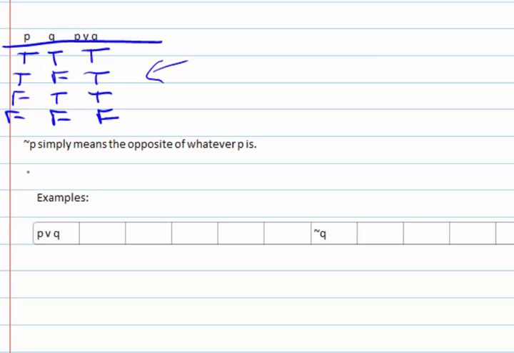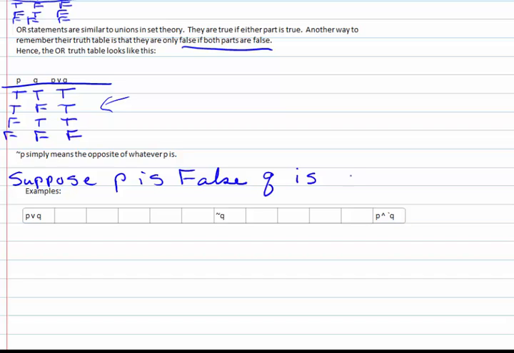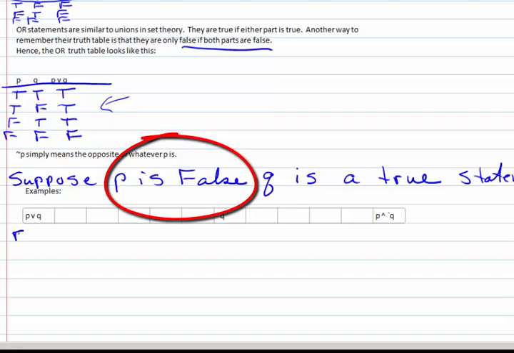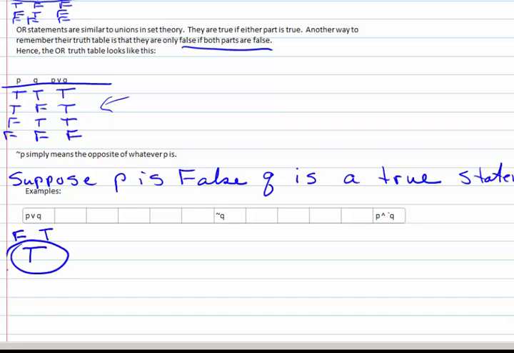So let's look at some examples. Let's suppose that P is actually a false statement and that Q is a true statement. Then we want to find the truth value of P or Q. So what we would have is an or statement where P is false and Q is true. So we would have false, true, and with an or statement we just said they are true if either part is true. So P or Q would be a true statement in this case. If one of your pieces is false and the other part is true and you connect them with an or, then the whole thing is true.